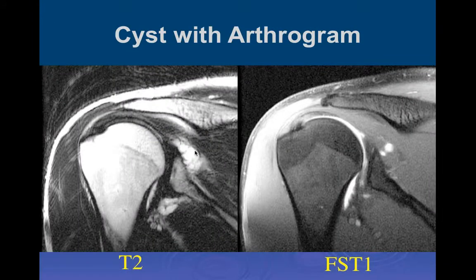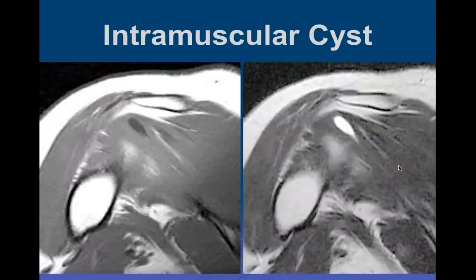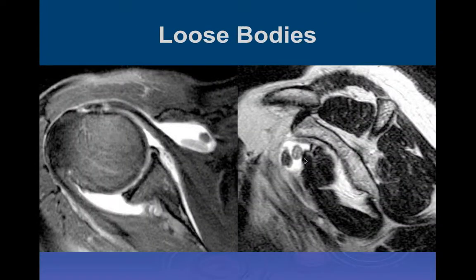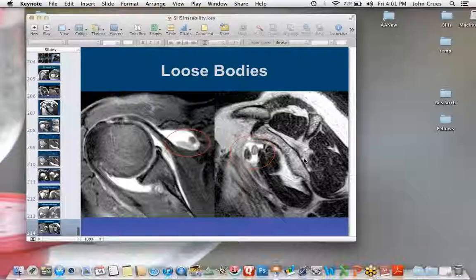And then here we can see other cysts, both inferiorly and superiorly. This just shows where you get a little bit of contrast in it, but the size of the cyst is much better seen on the fluid-sensitive images because only a little bit of contrast is leaking into the fluid. If you image maybe an hour or two later, you might see more enhancement, but not always. And this has two paralabral cysts from a large tear. We can also see intramuscular cysts around the shoulder, and loose bodies, as other things that can be seen. So why don't we end here today?